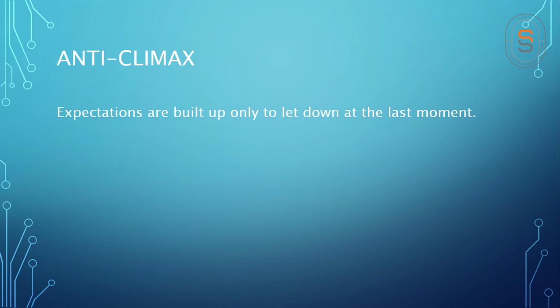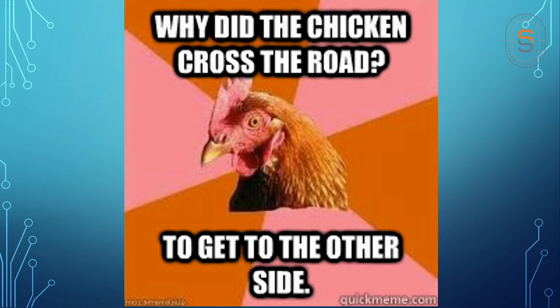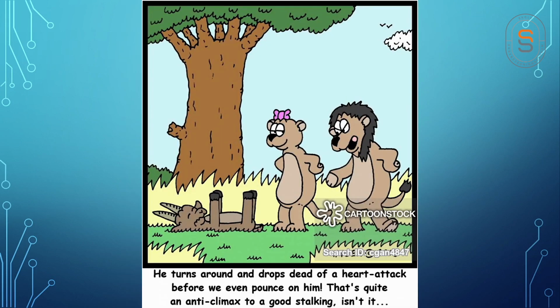Expectations are built up only to let down at the last moment. I think the most well-known anticlimax example is, why did the chicken cross the road? To get to the other side. Right, so you expected he was going to do something. It's just to get to the other side.